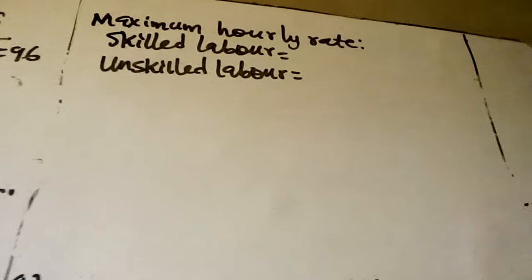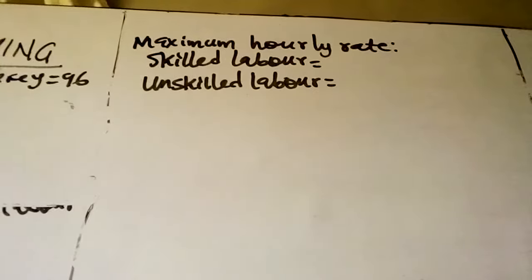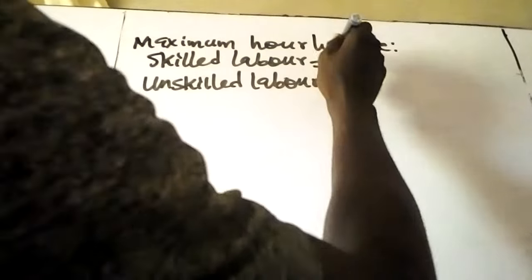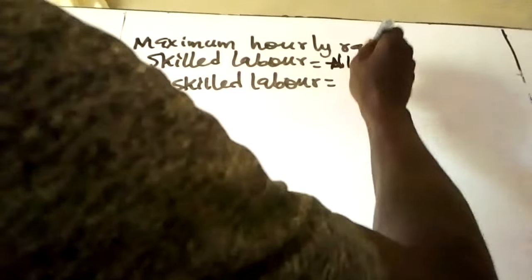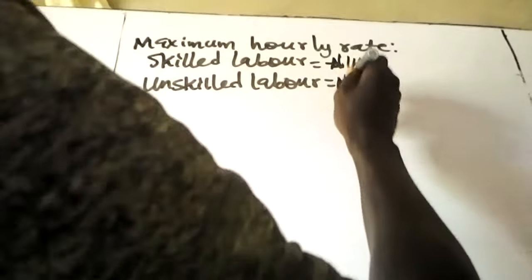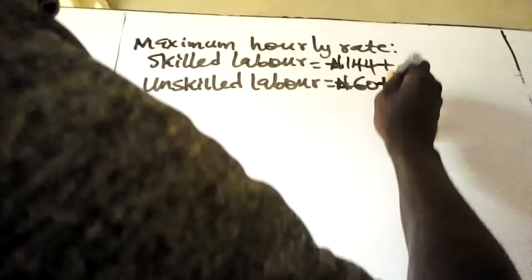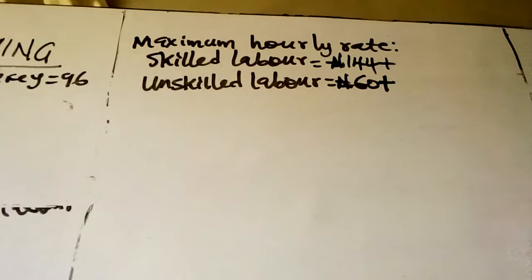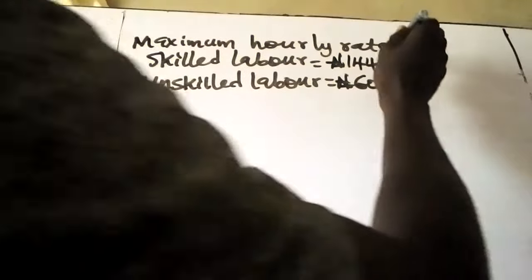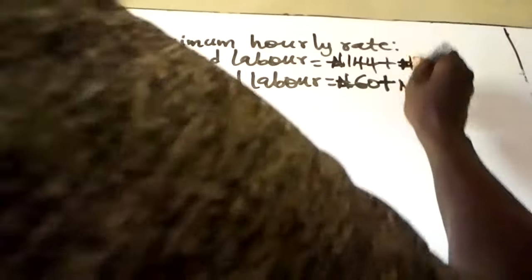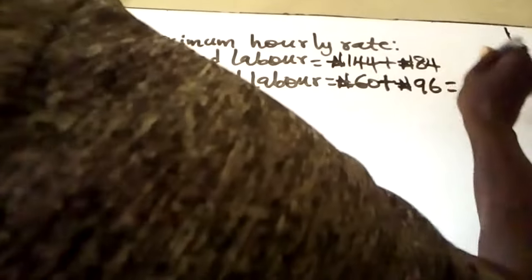So we have skilled labor, 144 naira per hour, unskilled labor, 60 naira per hour. You now add your shadow price. The shadow price for skilled labor is 84 naira, while that of unskilled labor is 96 naira.